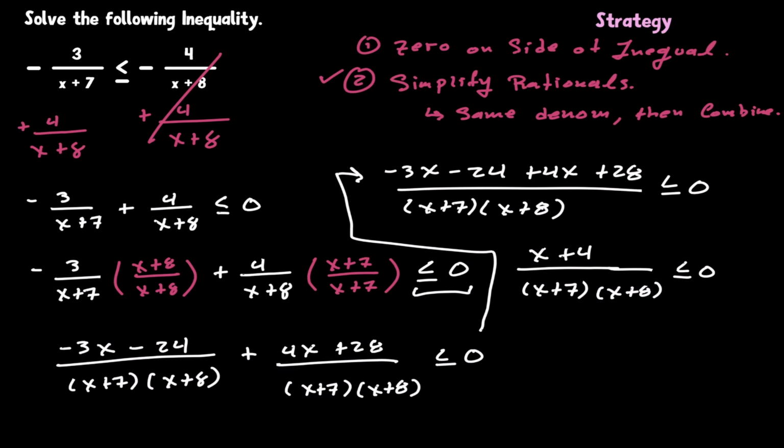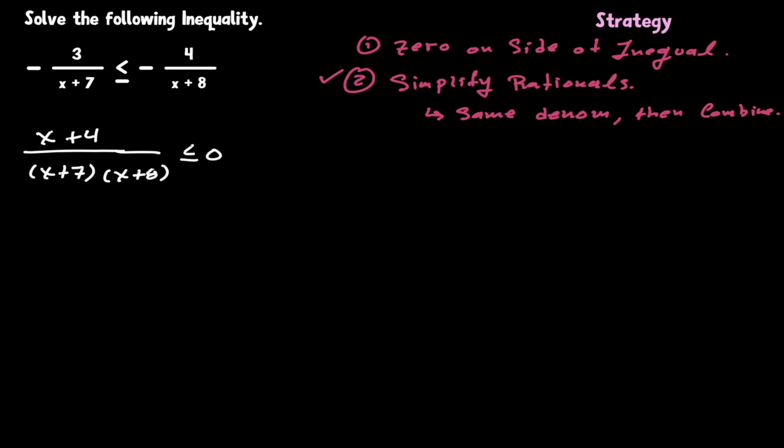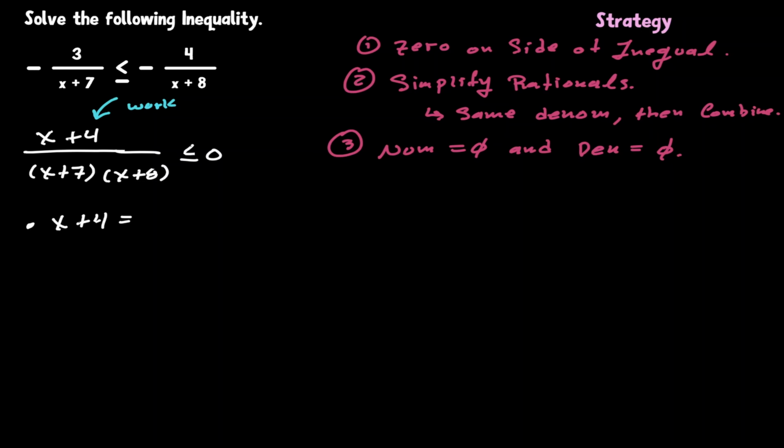So let me erase some of my work and let's just work with the simplified version that we have just found. So right now we have just shown that what we were given can be written as x plus 4 on the numerator and x plus 7 times x plus 8 on the denominator. This is the work that we were just erasing. Now we can move forward to the next step. Let's set the numerator and denominator equal to 0. So let's get the value of x plus 4 and set that equal to 0. And let's get the expression of x plus 7 times x plus 8 and also set it equal to 0.